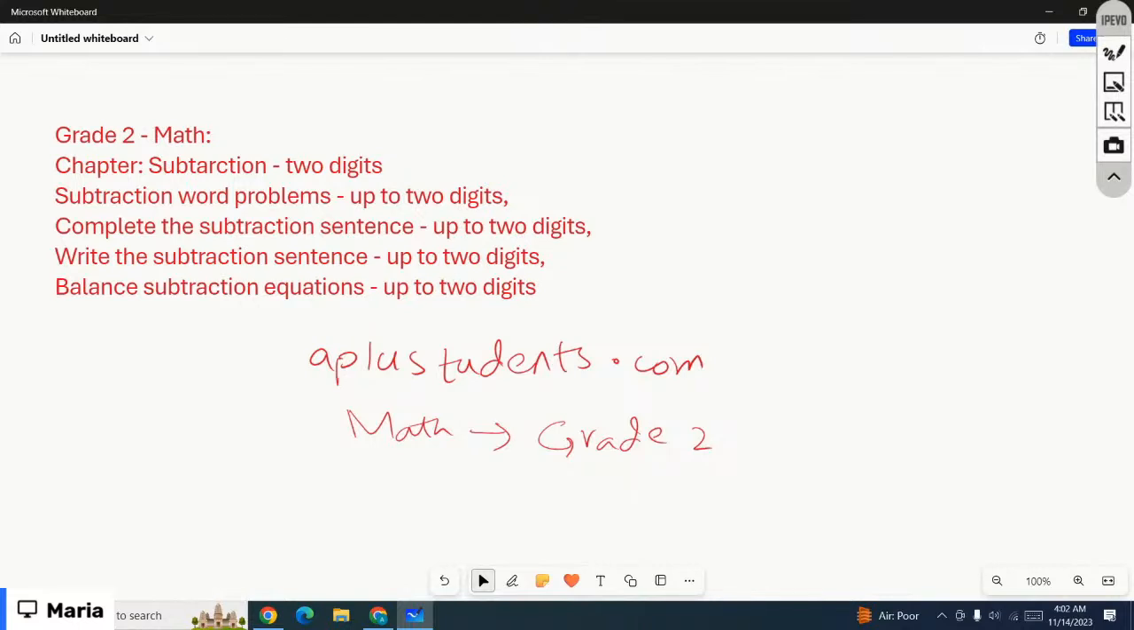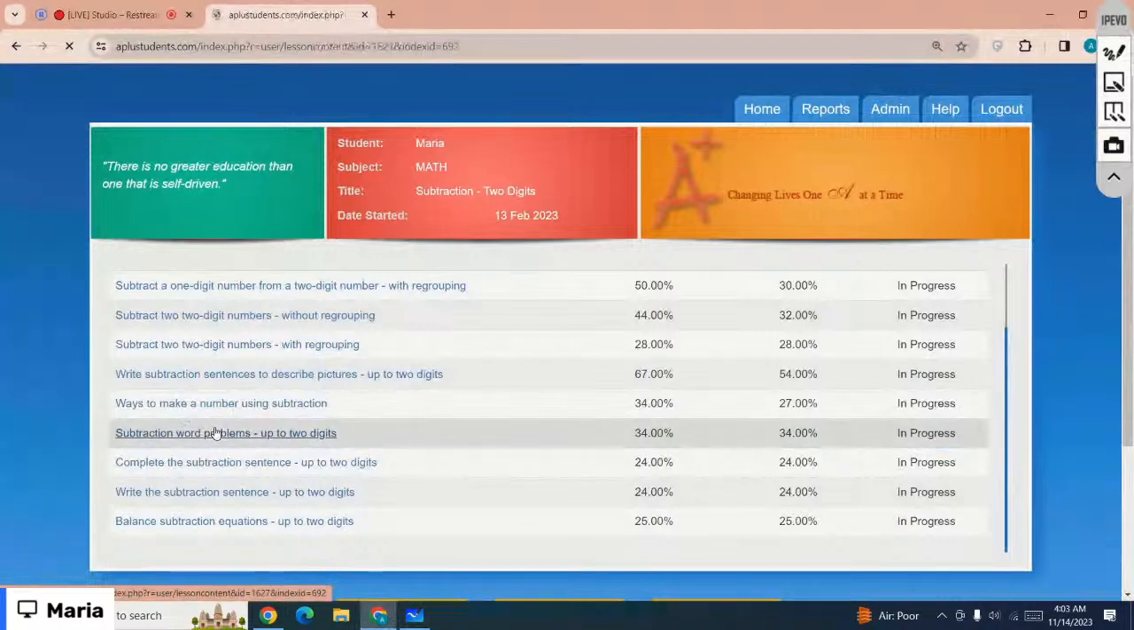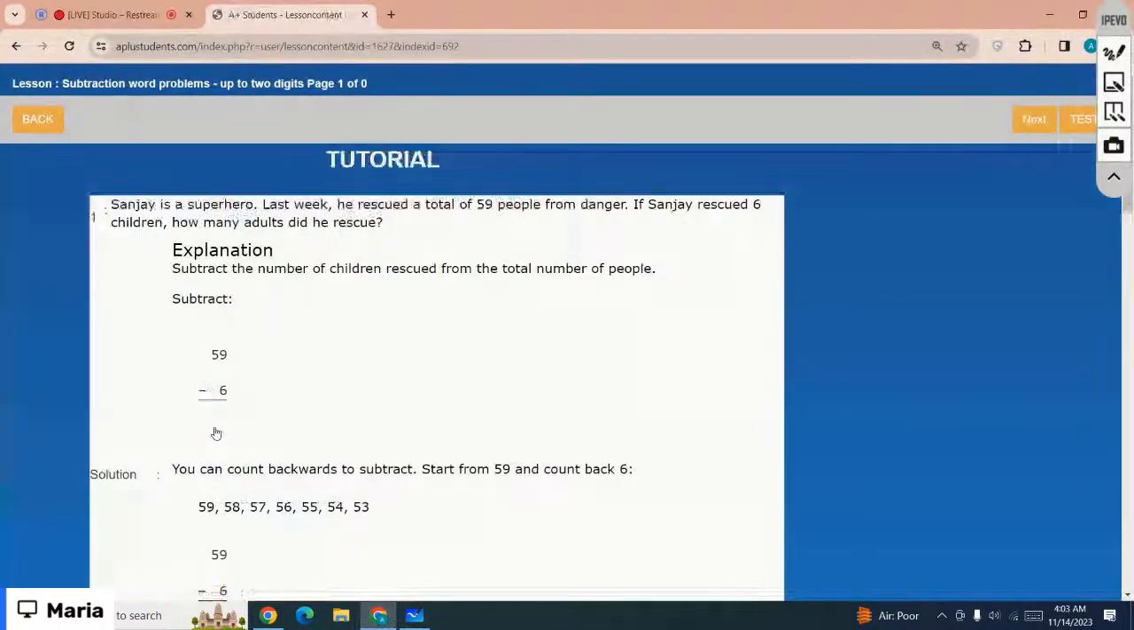So please make sure you have your notebook and pencil so that you can note down the important examples and definitions as well. So let's just start with the first lesson, that is subtraction word problems up to 2 digits. Okay, so let's just start with the first example.